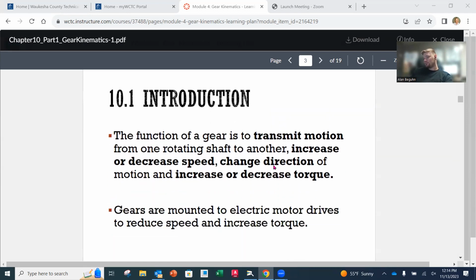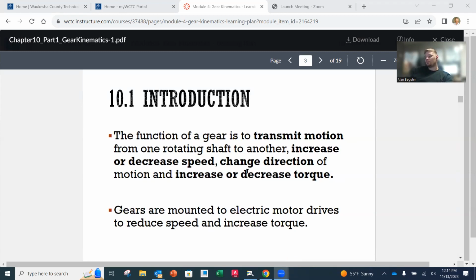Looking at the first part of the chapter here, and specifically section 10.1, the function of a gear is to transmit motion from one rotating shaft to another. Many times we're either going to be increasing or decreasing the speed. Most often it's going to be decreasing. Okay, that's the classic application, and you may even hear something said where we're gearing something down. Okay, we're slowing it down.